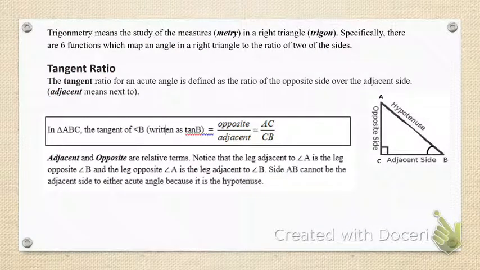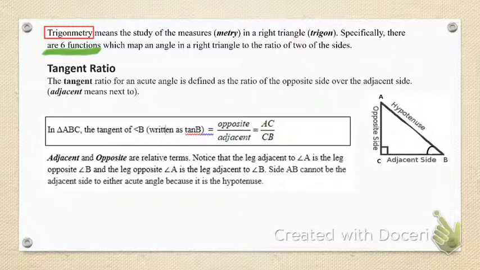So trigonometry, what is trigonometry? Trigonometry means the study of measures, right? Metry in right triangles. Trigon, meaning quadrilateral, polygon with three sides. So we're going to be looking at 6 trigonometric functions, but in this lesson today we're going to focus on just 3. First one we're going to look at is the tangent ratio.